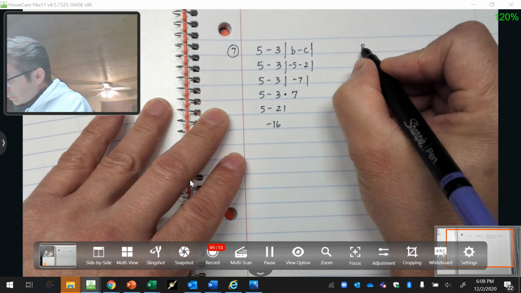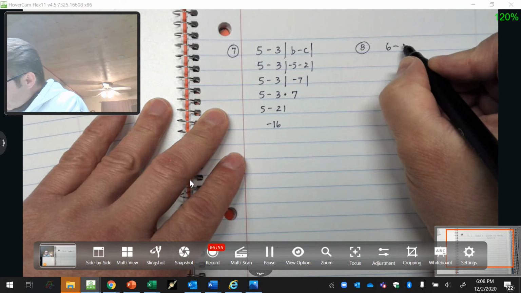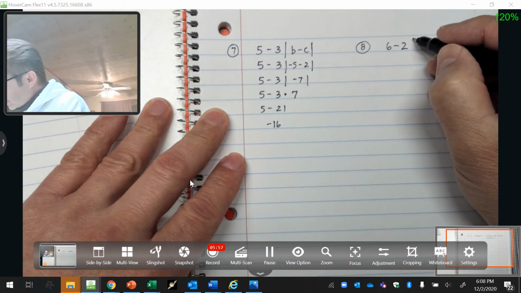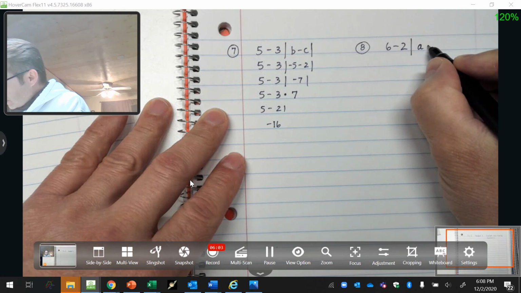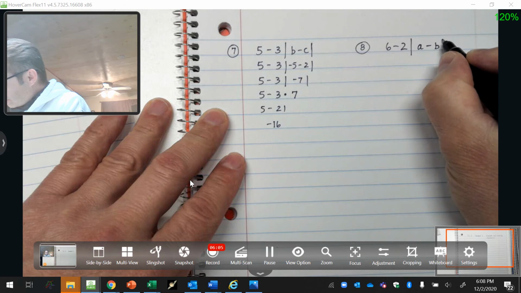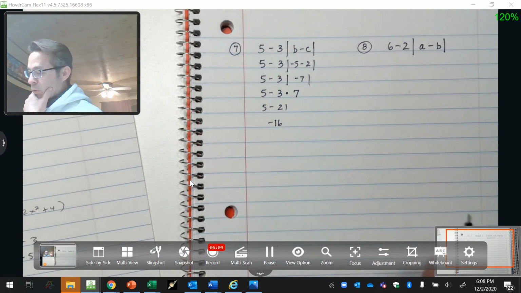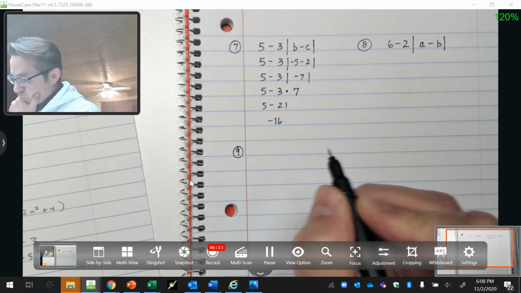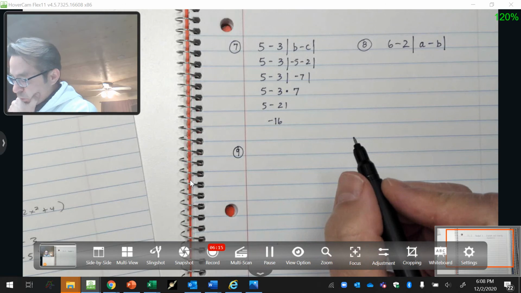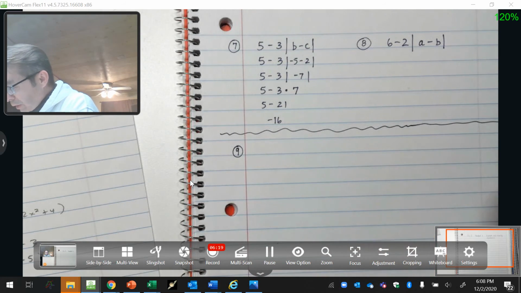Your turn. 6 minus 2 times the absolute value of, let's go with A minus B. Number 9. Oh, draw a line. So that's it for evaluating.